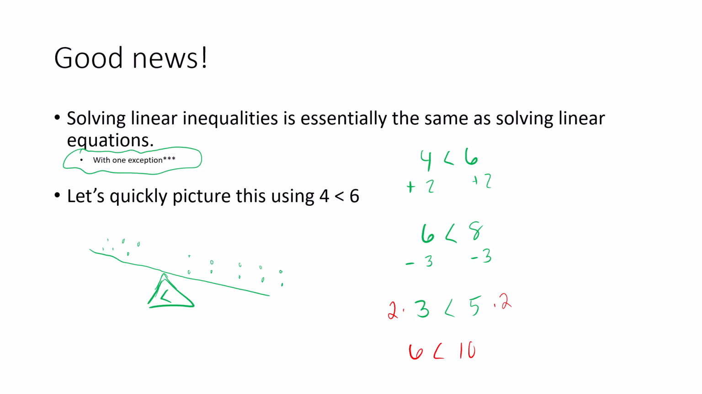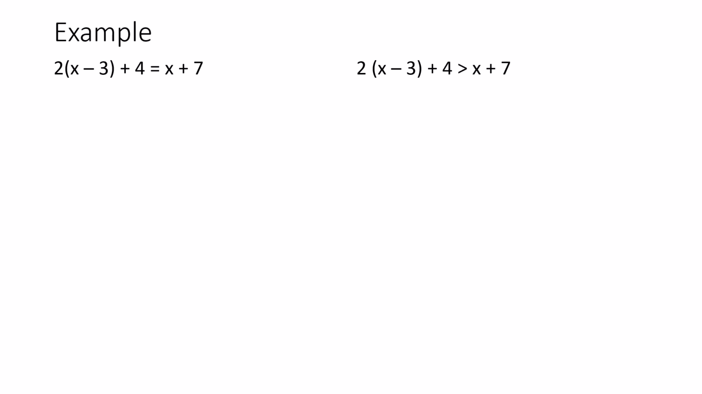So on the next slide, I'm going to walk you through an example. Just side by side, we have the equation on the left, and we have an inequality, is greater than, on the right. So you can just see how these processes are the same. So if you were solving the linear equation, you would start by distributing. So you would take that 2 and distribute it through to get 2x minus 6, you'd bring down the plus 4, you'd bring down the x plus 7. You would do exactly the same thing.